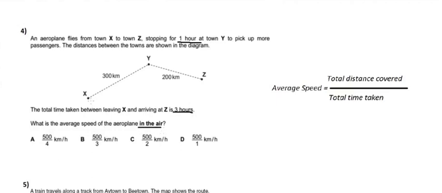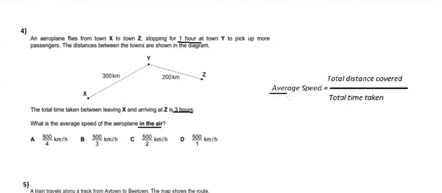So you can see it is starting from X, then it goes to Y. There it is covering a distance of 300 km. At Y it is stopping for 1 hour, then it is going towards Z. From Y to Z it is covering a distance of 200 km. The total time from X to Z is 3 hours, and since it is stopping for 1 hour, we have to subtract that time, and the total time for the journey will be equal to 2 hours only.